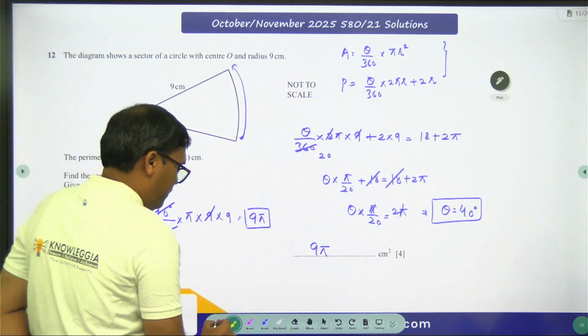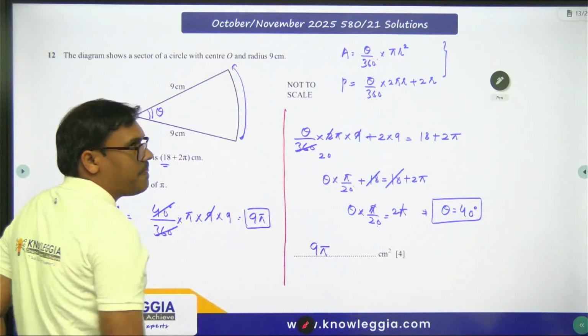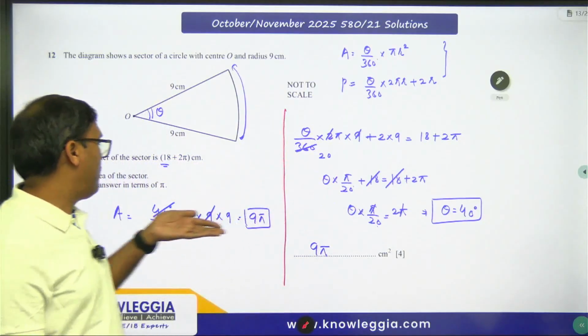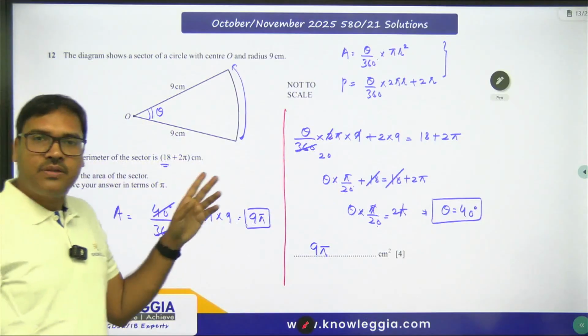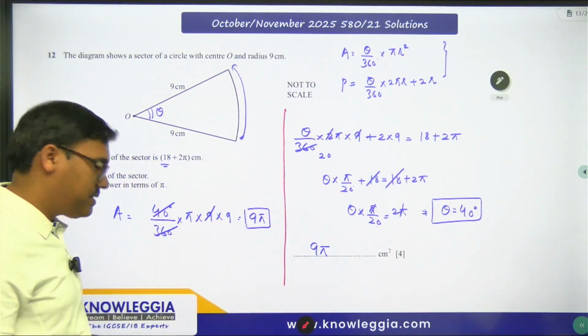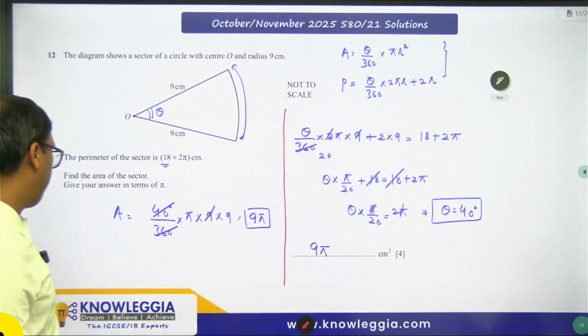What we have done is first we found what is theta. Now using this theta, we found what is the area of this sector. So let's check the answer. 9 pi is the answer for this question.